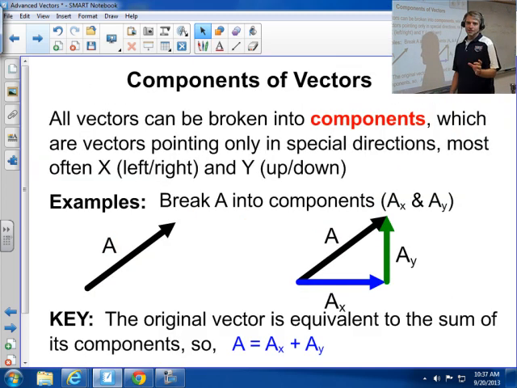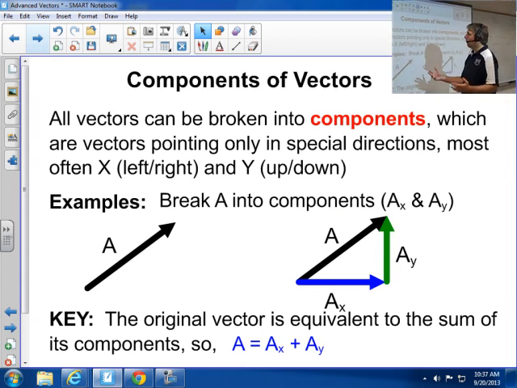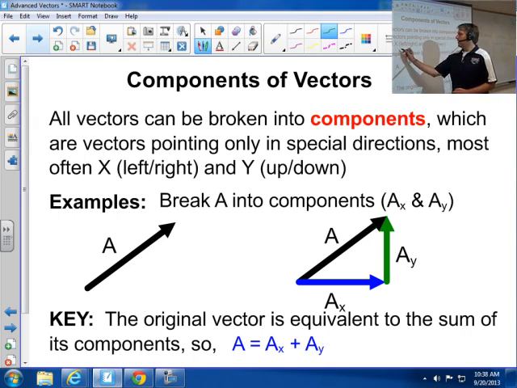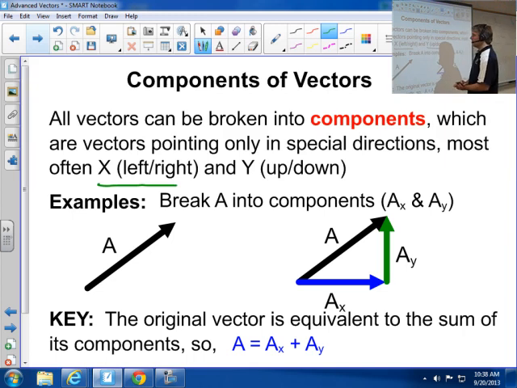Now typically when we work with vectors, we work with what we refer to as components. Components are pieces, or individual vectors, that when I add all these component pieces together, I get back the whole vector. Most of the time, we're going to deal with x and y components. And x and y components mean the pieces of the whole vector that point only left-right in the case of x, or up-down in the case of y.